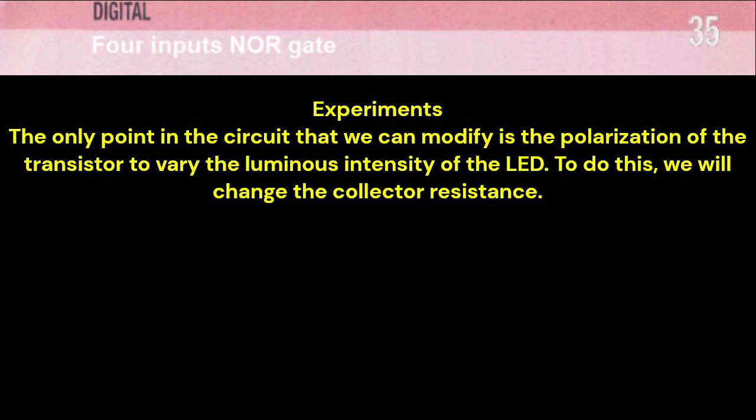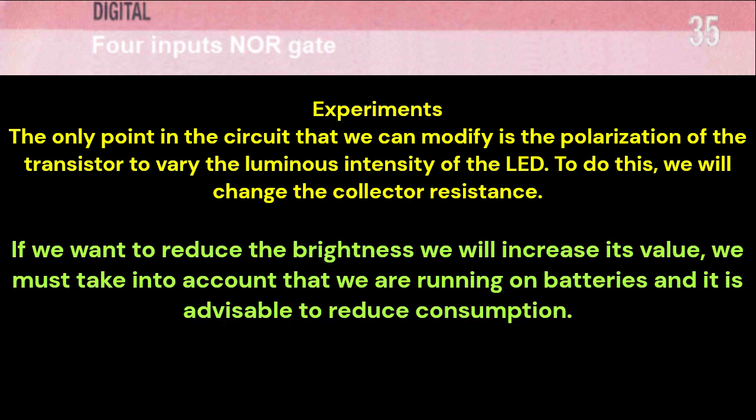Experiments. The only point in the circuit that we can modify is the polarization of the transistor to vary the luminous intensity of the LED. To do this, we will change the collector resistance. If we want to reduce the brightness, we will increase its value. We must take into account that we are running on batteries and it is advisable to reduce consumption.